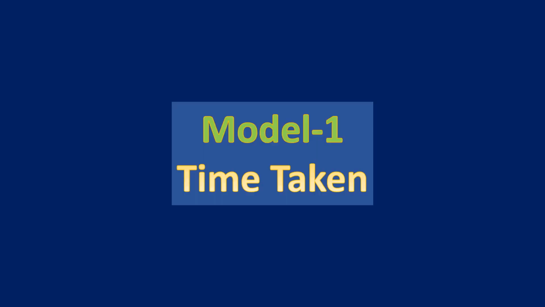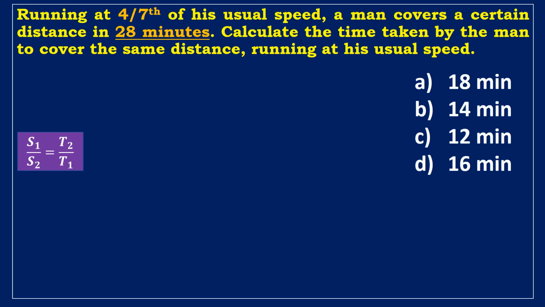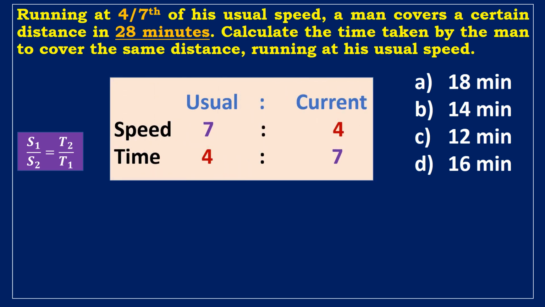Model 1. Time taken. Example 1. Running at 4/7 of his usual speed, a man covers a certain distance in 28 minutes. Calculate the time taken by the man to cover the same distance, running at his usual speed. The usual speed to current speed ratio is 7:4. However, speed is inversely proportional to time. Then the usual time to current time ratio is 4:7. These ratios can be used to solve the problem.